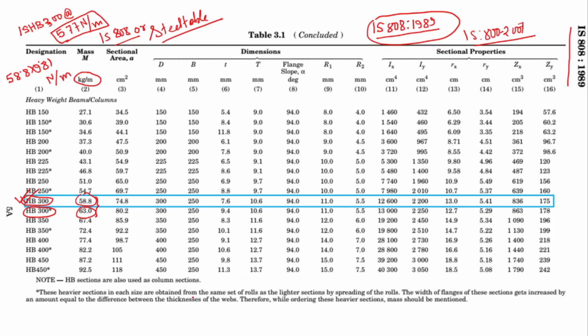Okay, because 58.8, if it is converted into Newton per meter by multiplying with 9.81, you will get 577 Newton per meter. Okay, so I have marked here with a closed box the section which we are going to use for the calculation as mentioned in the question.